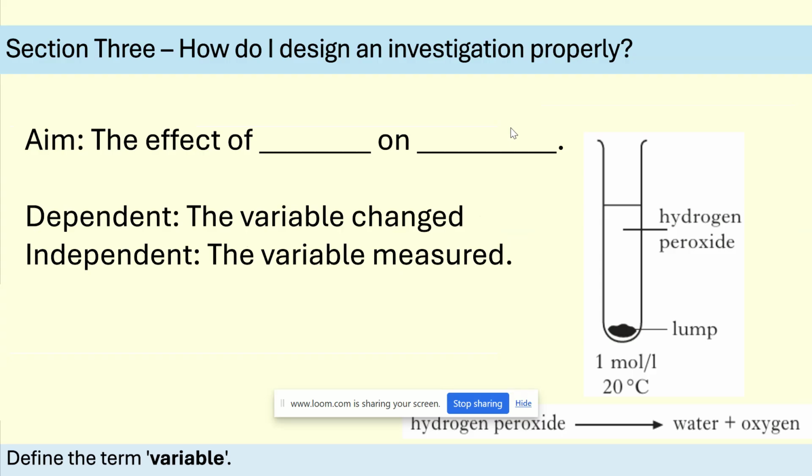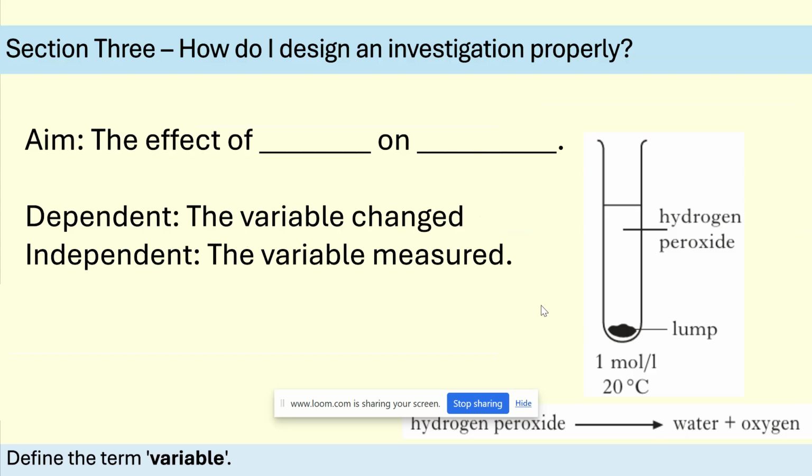The thing we change is our dependent variable. No, it's not. The thing we change is our independent variable. So this slide is incorrect. That's not very helpful. So the independent variable is the one that we change. So for example, on the right-hand side, we have hydrogen peroxide. We've got a lump of something, maybe a catalyst, and it's going to break down into water and oxygen, as our word equation at the bottom shows us here.